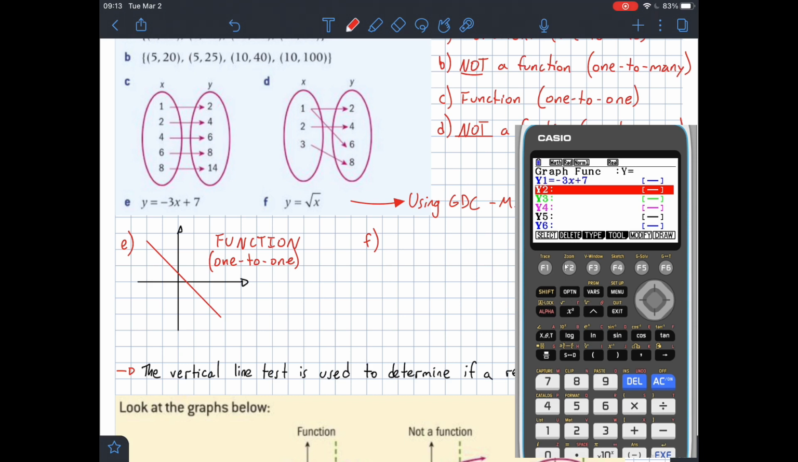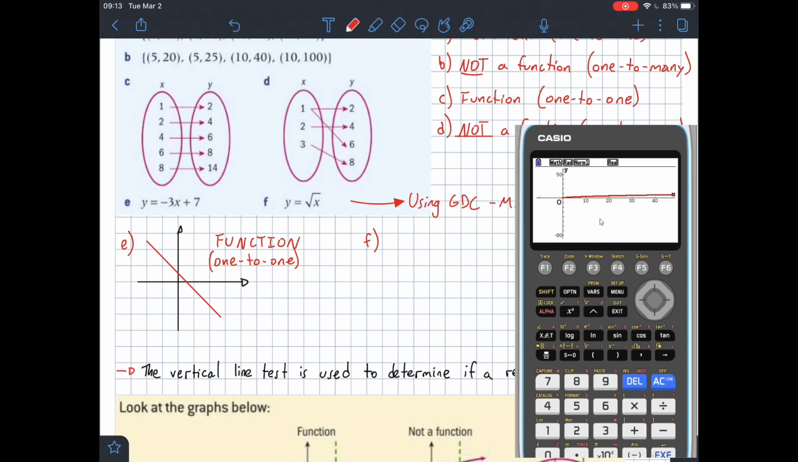In order to do the radical, we need to click on shift and this x squared over here. You see that there's an orange radical here. So there you have the square root of x. So we're going to click on x and we're going to draw this function. Draw. So you see the function there.